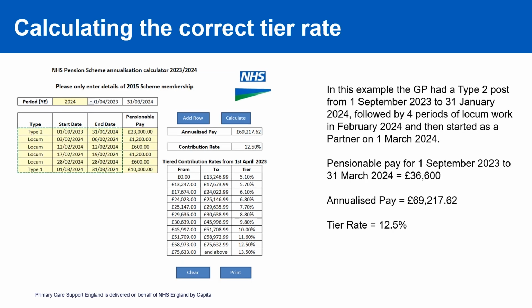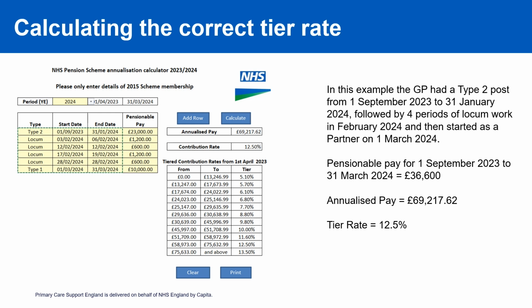And if we look at this next example, this is a GP who had a type 2 post from the 1st of September 23 to the 31st of January 24. They then did 4 separate periods of locum work. The first one was the 3rd of February to the 6th of February, so 3 or 4 days at the same practice. 12th of February was a 1-day period for a practice, 17th of February to the 19th, and then the 28th as another 1-day period. These periods all have to be entered separately into the annualisation calculator as we have shown here.